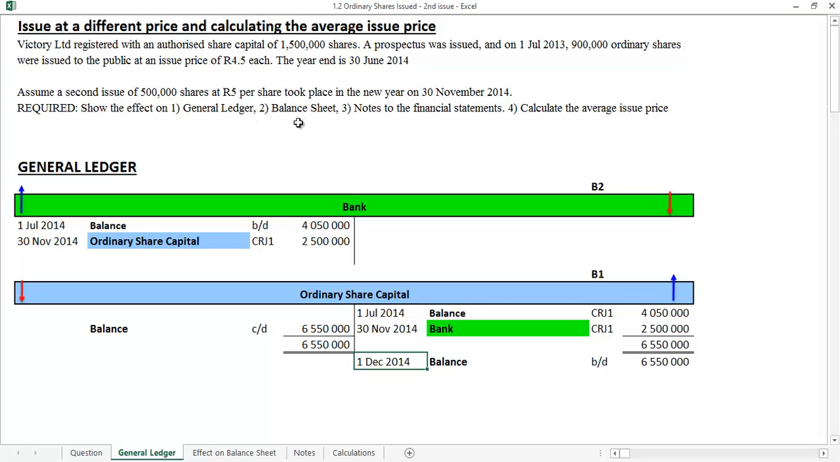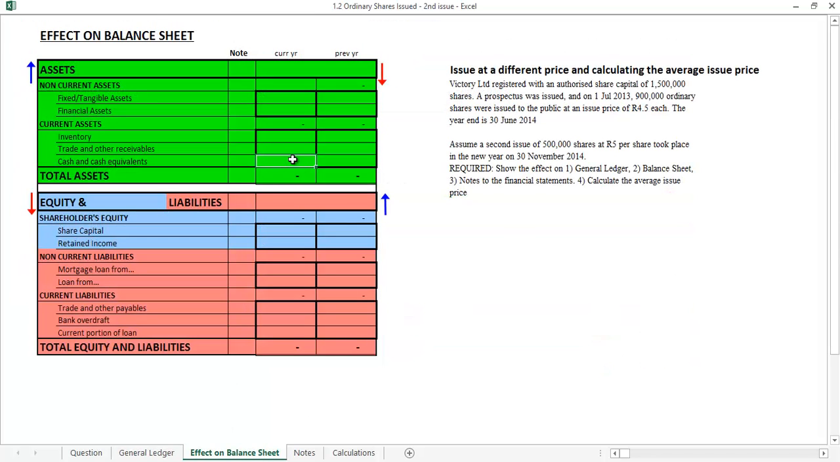Now the required also asks us to show the effect on the balance sheet. So let's have a look at that. We had the original issue, which was increasing my cash. Remember, my assets increased because I obtained more financing, but I also owe more money to the owners. So that was the original issue of the 4 million that we issued, the first 900,000 shares, right? And that also increased my share capital and the money that I owed to the owners.